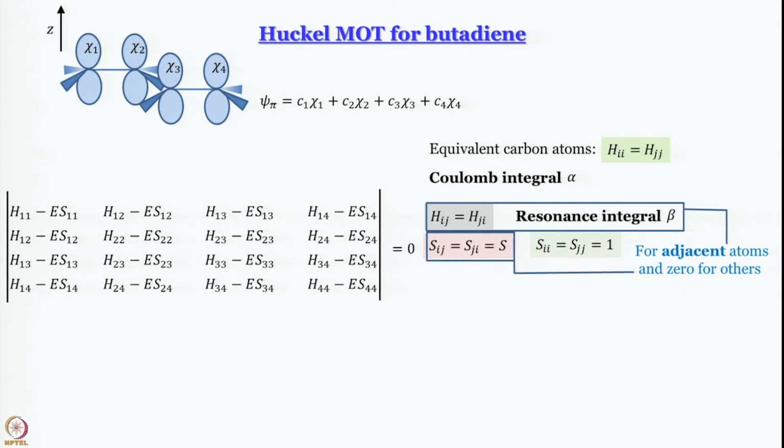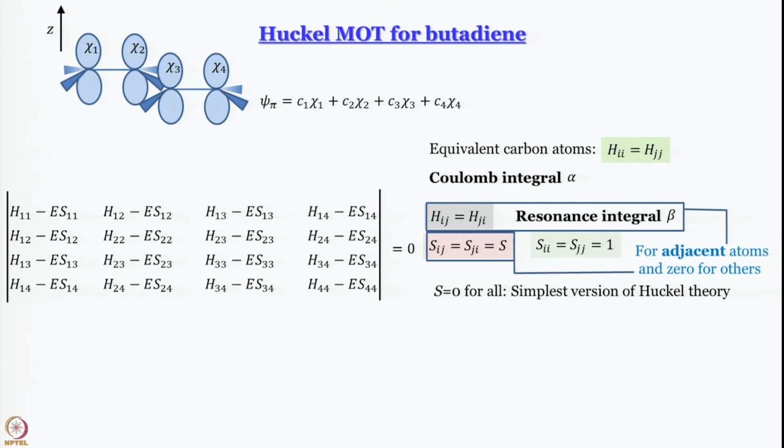And similarly we will set Sij equal to Sji equal to S only for adjacent atoms. And in fact, what we will do in this simple version of Huckel theory that we are discussing in this course is that we will set everything to 0. Why is it justified to set S to be equal to 0? See, already the structure is determined by the sigma network, right.